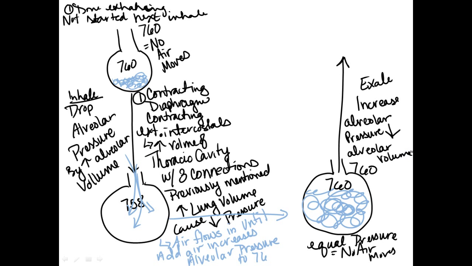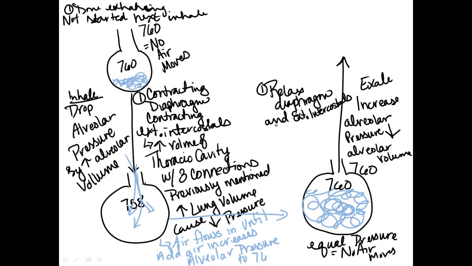Okay. Now how do we do this? Well, first thing we do is we relax the diaphragm and intercostals. Okay. This relaxation stops the lungs from expanding, but it doesn't cause them to exhale.